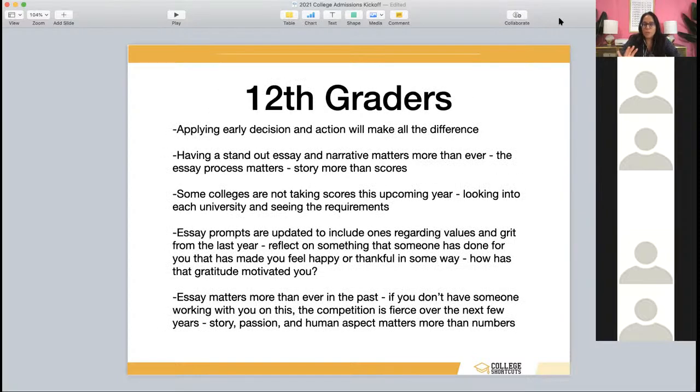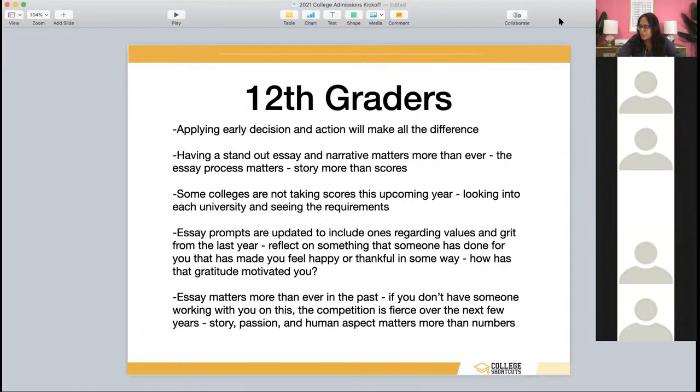So let's talk about the 12th grade specifically, and everyone can learn from this because this is important. Applying early decision or early action will make all the difference, as according to my chart earlier. Having a standout essay and narrative matters more than ever. The essay process matters, story more than scores.